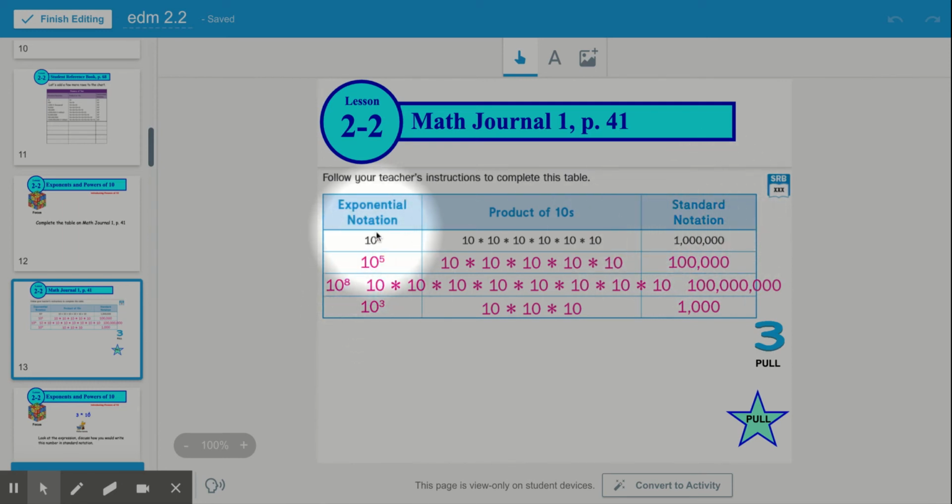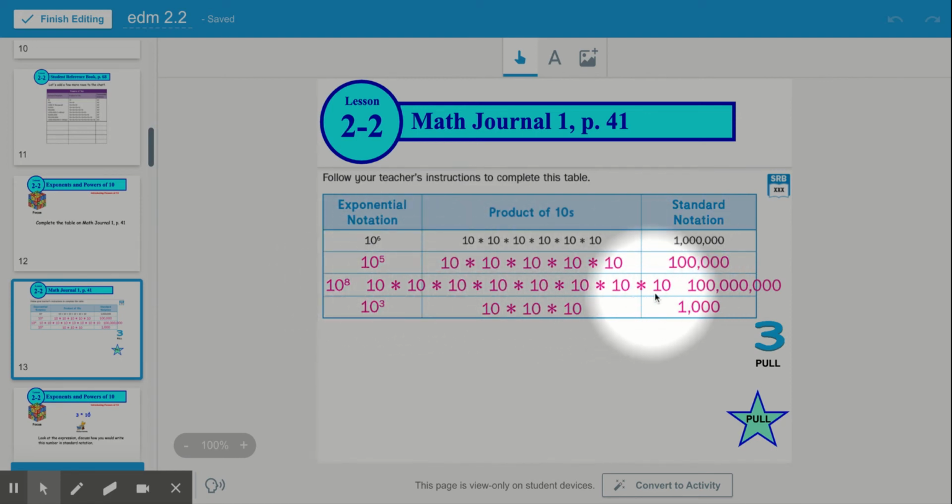So looking at the exponential notation column, I had put in there 10 to the 5th power. Well, looking at the exponent, I know that I should have 5 tens being multiplied, and that answer should have 5 zeros. Taking a look, 1, 2, 3, 4, 5. We have 5 tens, and then the answer is 100,000. And we can see we have 1, 2, 3, 4, 5 zeros in the number 100,000.